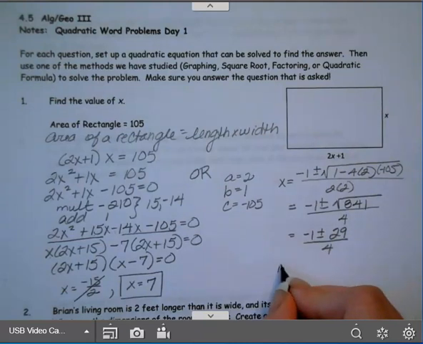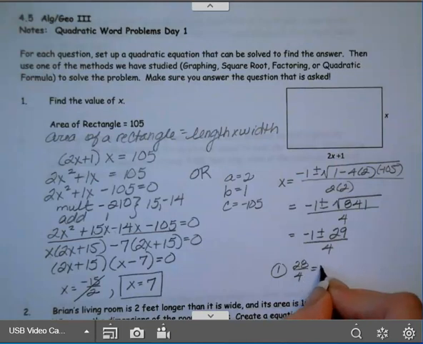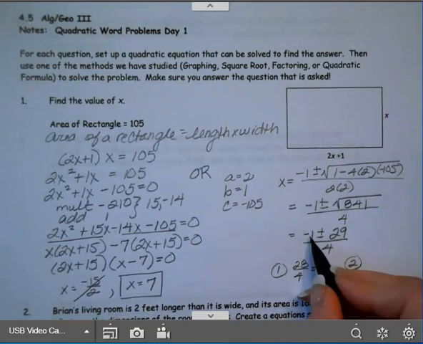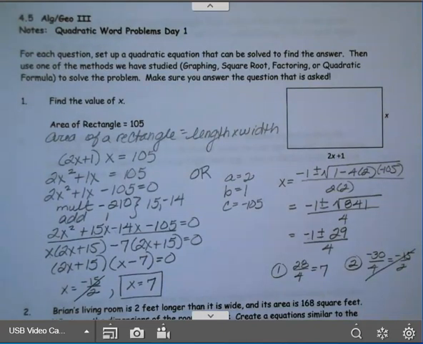And so you'll get two solutions. Negative 1 plus 29, that's 28 over 4. That gives you 7. The other one, you'll do your numerator, negative 1 minus 29, that's negative 30 for your numerator, over 4. And that would reduce to negative 15 over 2, which is the answer I had to throw out. So you'll still get 7 for the answer on this.